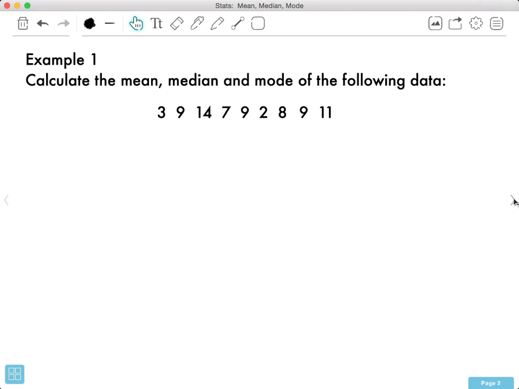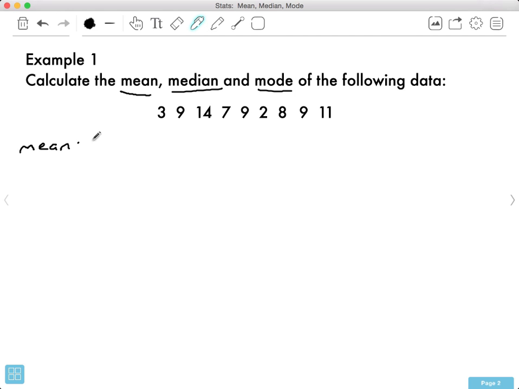So example 1, calculate the mean, median, and mode of the following data. They give you a list of data. Data in math, just a bunch of numbers, usually represents something. Here we won't worry about what it represents, we'll just worry about how to calculate these things. The mean and median and mode are all known as measures of central tendency. That means they're all ways of describing this data using a single number instead of looking at the whole list of data. We'll start with the mean.